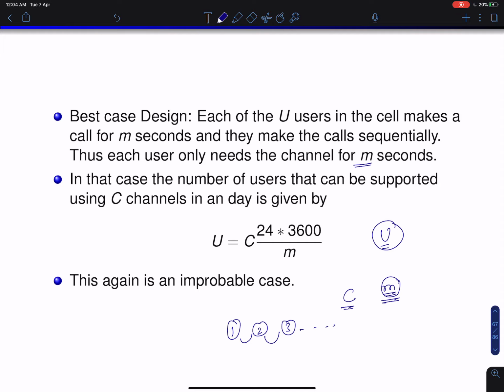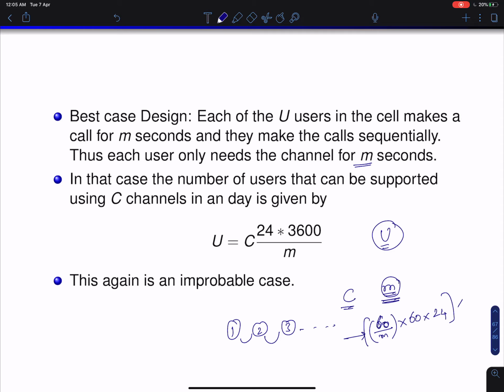So then all I need to do is divide 60 seconds by m. Okay, this will be the number of calls in a minute. So in 1 minute you will find the number of calls, and that multiplied by 60 will be the number of calls in an hour, and multiplied by 24 will be the total number of calls in a day. Okay, so that is if each user is using one channel.